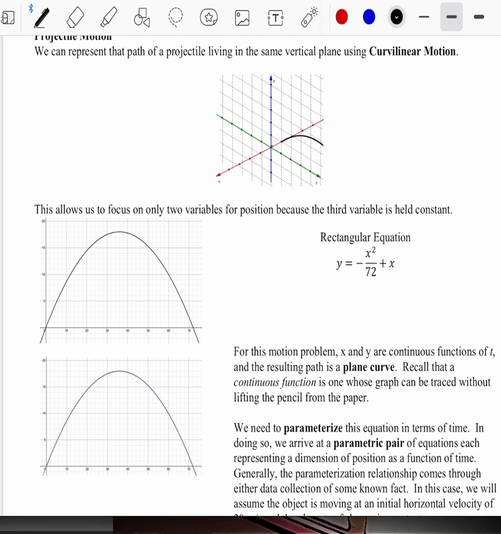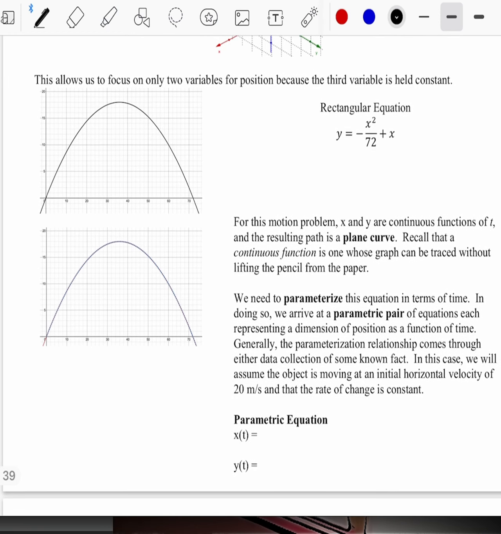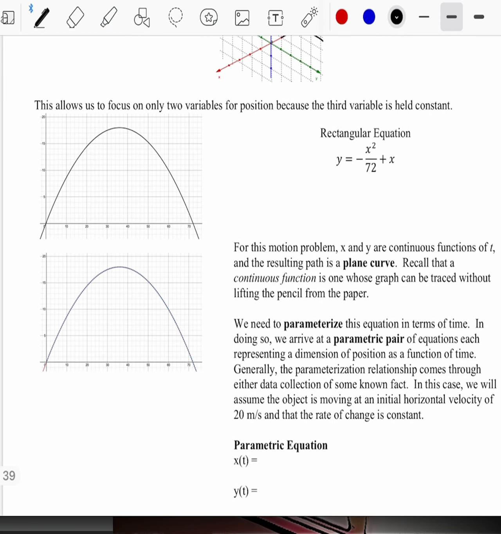All right, so for this motion problem, x and y are continuous functions of t, and the resulting path is a plane curve. Now, I put the recall in there that a continuous function is, and I gave the simplistic definition, one whose graph can be traced without lifting the pencil from the paper. But we know there are way more complicated ways to discuss continuity, but just for simplicity's sake, we're going to go with that definition.